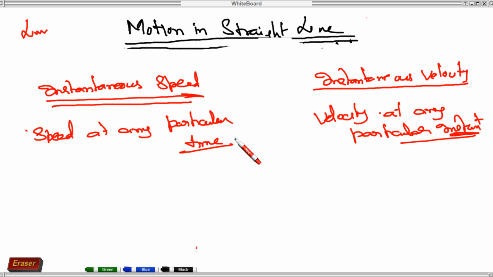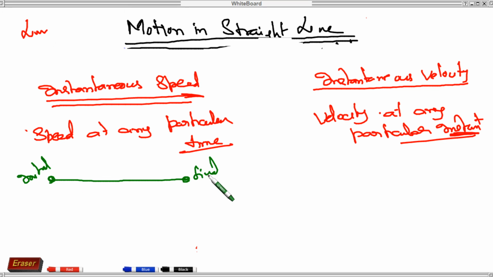Suppose this is our initial point, this is our final point. So at this instant, what would be the speed at this instant? This is what we calculate when we calculate the velocity at this instant, speed at this instant.